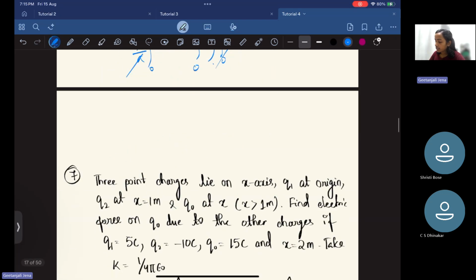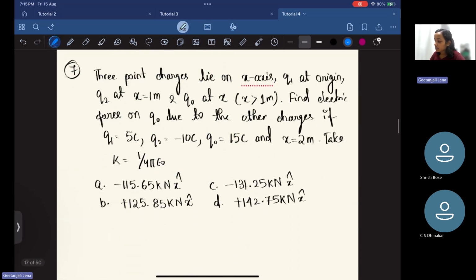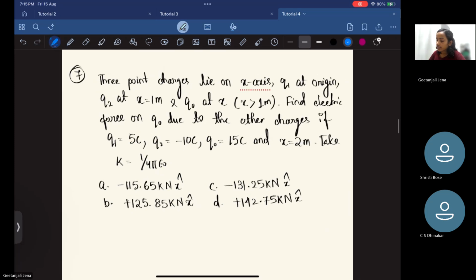Okay. Then solve question number 7. Given there are 3 point charges lying on x-axis, Q1 is at the origin, Q2 is at x equal to 1 meter, Q0 is at x, and x is greater than 1 meter. And the question is to calculate the electric force on Q0 due to the other charges. And it's given Q1 is 5 coulomb, Q2 is minus 10 coulomb, Q0 is 15 coulomb, and X is 2 meter.